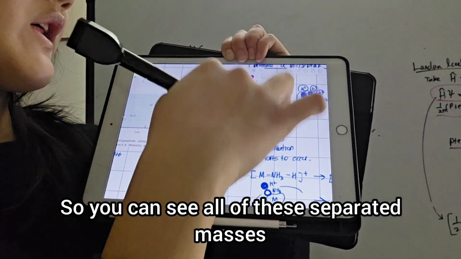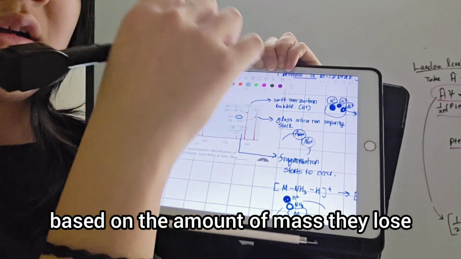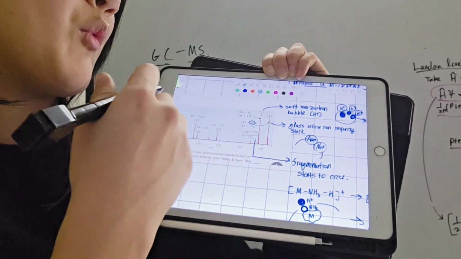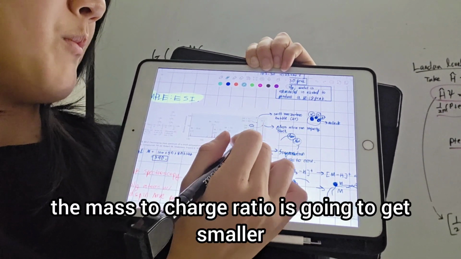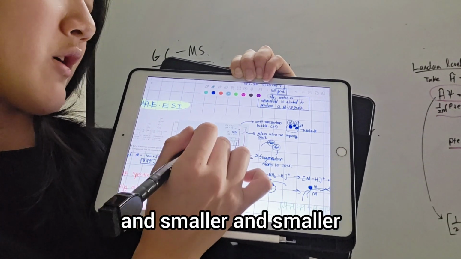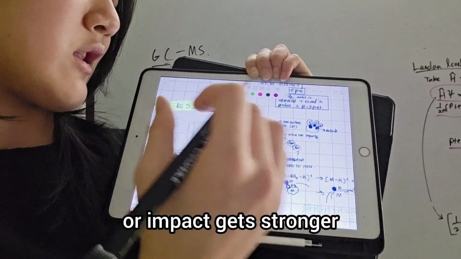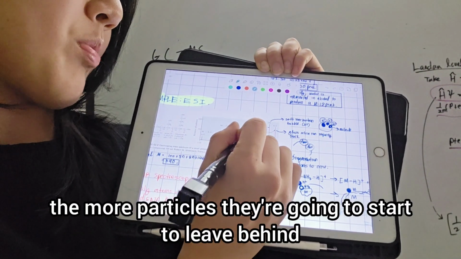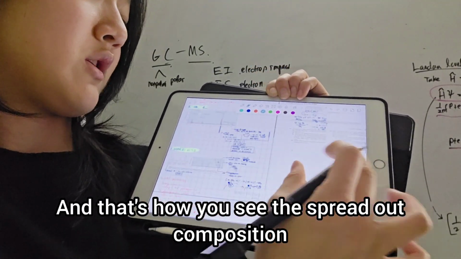So you can see all of these separated masses, all of these separated substances, based on the amount of mass they lose when they transfer over their mass to charge ratio. So the more they lose, the smaller the mass to charge ratio is going to get. The more things they start to lose as the ionization energy or impact gets stronger, the more particles they're going to leave behind, and that's how you see the spread out composition.